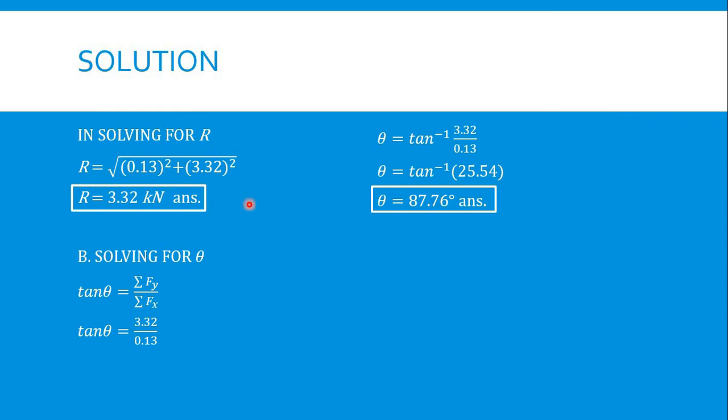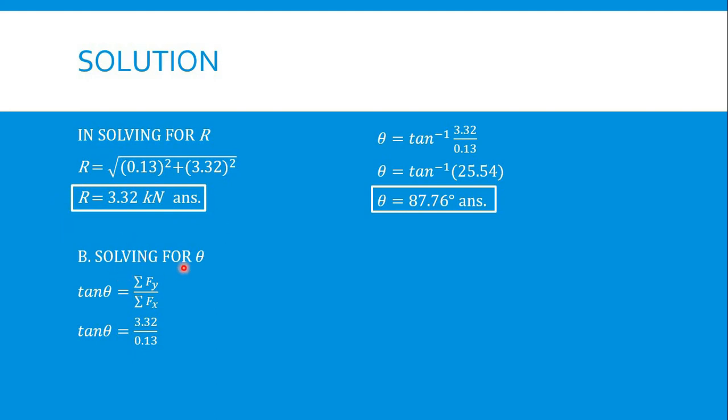In solving for R, we are going to substitute the given values into the formula. So R is equal to the square root of 0.13 squared plus 3.32 squared, and we will get a total of 3.32 kilonewton as the resultant.